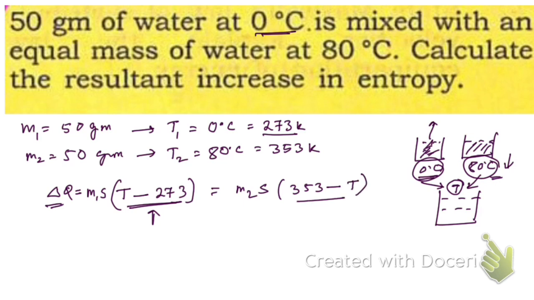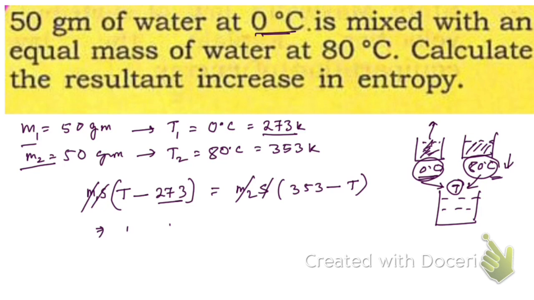Okay, so this is the temperature difference. Hope you have understood this. In this case, the temperature is increased to T, and here it is dropped to T, right? Hope you have understood this. Now you see, here M1 and M2 are both equal to 50 grams, so these two will be cancelled, and S will be cancelled.